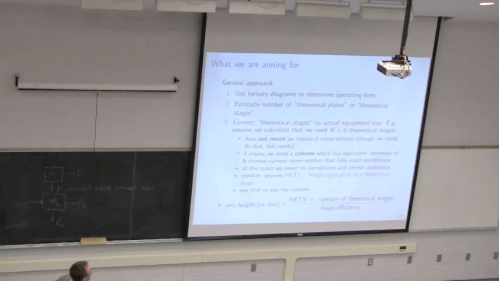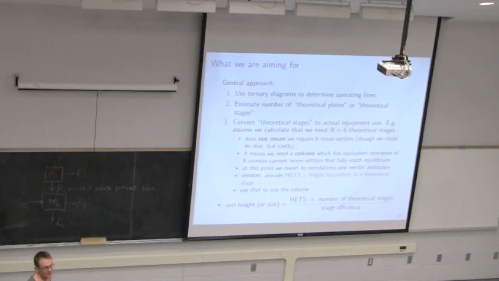Okay, so let's see where we're aiming for this. We're aiming to figure out the number of stages. We're going to do that using these triangular diagrams we've been dealing with the past few classes. We're going to look at that today. How do we estimate the number of theoretical stages, often called theoretical plates? Remember back in distillation, you used the McCabe-Thiele diagrams and stepped down those diagrams. Well, that's the same idea we're going to do here, just on a triangular diagram.